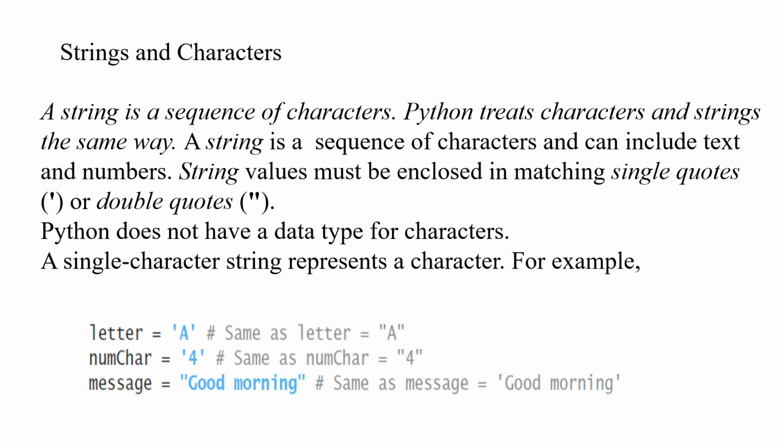Strings and characters. A string is a sequence of characters. Python treats characters and strings the same way. A string is a sequence of characters and can include text and numbers. String values must be enclosed in matching single quotes or double quotes. Python does not have a data type for characters. A single character string represents a character. Example, letter is equal to within double quotes A, or you can specify within single quotes A.